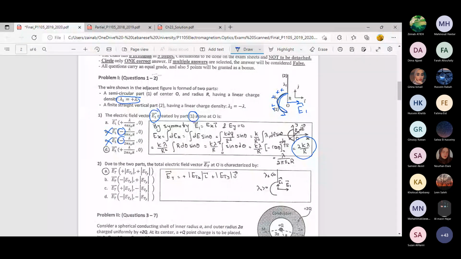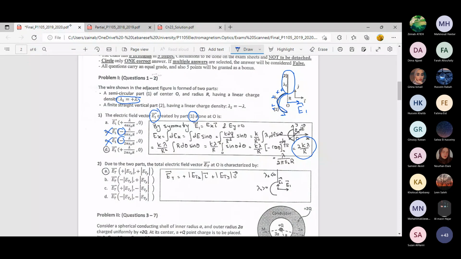What concerns part 2, he can ask me to find the electric field of part 2. He assumes that part 2 is a finite straight vertical part, so it's a semi-infinite wire. It starts at R and it ends at infinity. He may ask me to find the electric field there, and the electric field due to a semi-infinite wire is, as you remember, k lambda over r, and I have just to insert the sign.